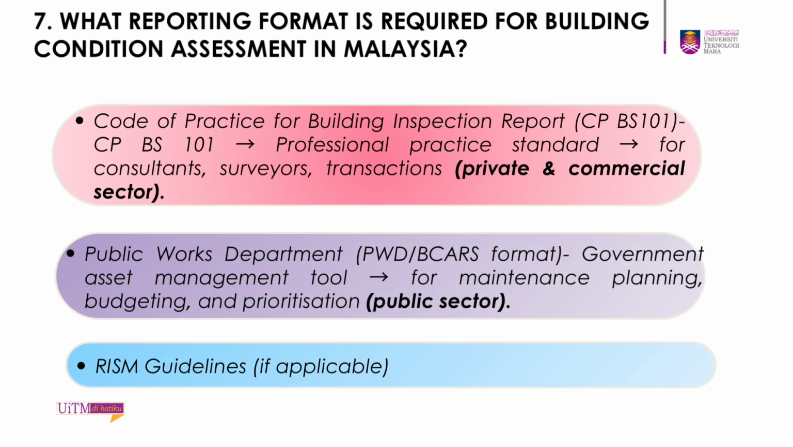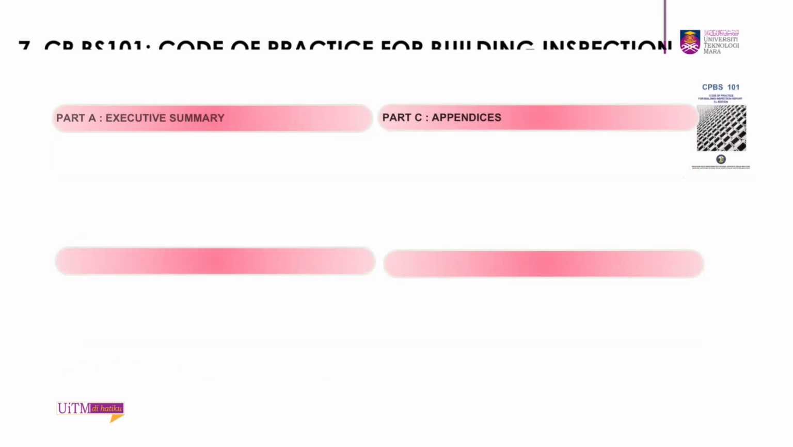7. What reporting format is required for building condition assessment in Malaysia? Code of Practice for Building Inspection Report, CPBS 101. CPBS 101 is a Professional Practice Standard for consultants, surveyors, transactions, private and commercial sector. Public Works Department, PWD, BCARS format: Government Asset Management Tool, for maintenance planning, budgeting, and prioritization, public sector. RISM guidelines, if applicable.